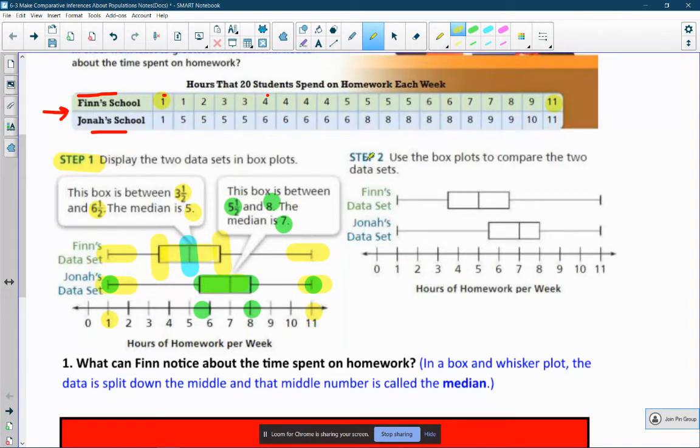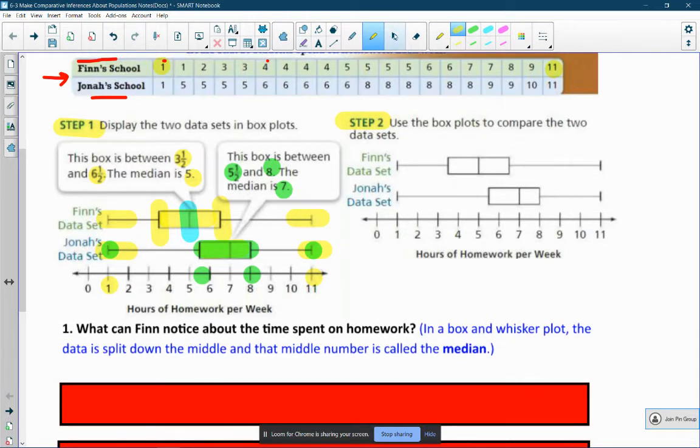So step 2, we're going to use the box plot to compare the two data sets. So we're just going to compare them. Going back to our question, what can Finn notice about the time spent on homework? Now, you're going to see on these notes and our next set of notes that I've written information about box and whisker plots and how we look at data, in these blue fonts. This says in a box and whisker plot, the data is split right down the middle. So we take the data, split it down the middle, and that is our median. So that's a word that we need to know, median or middle.